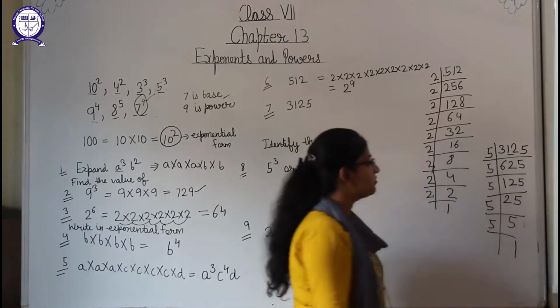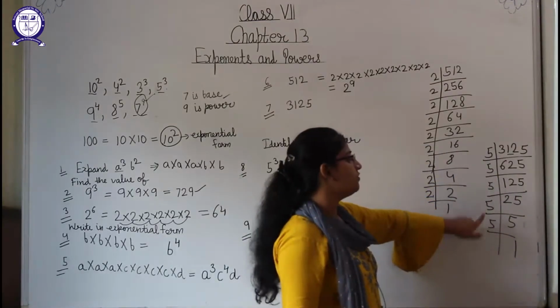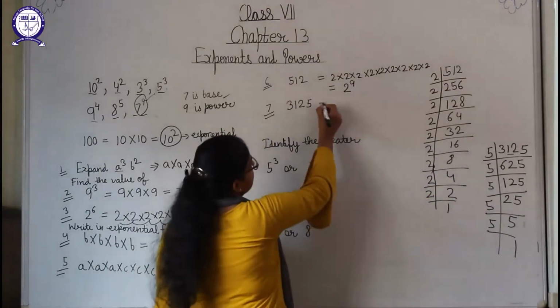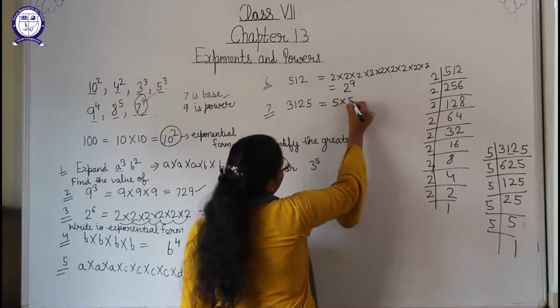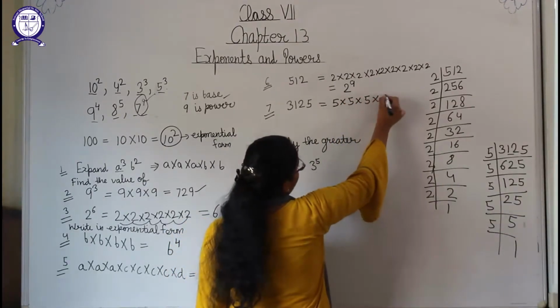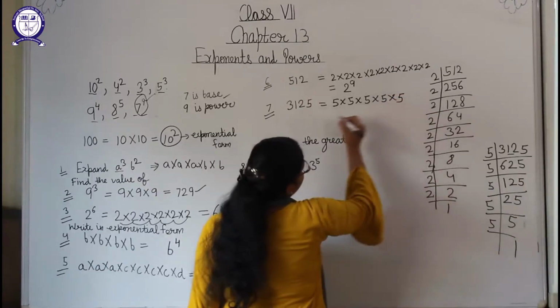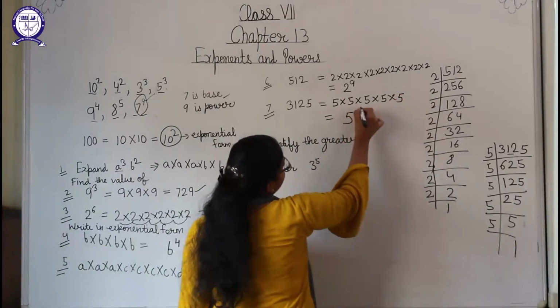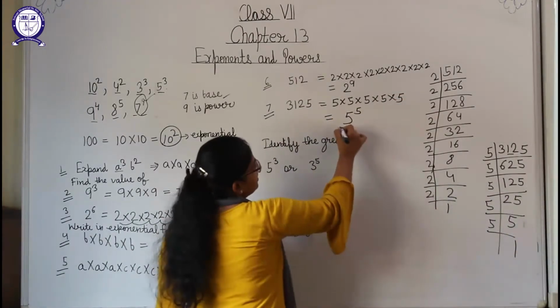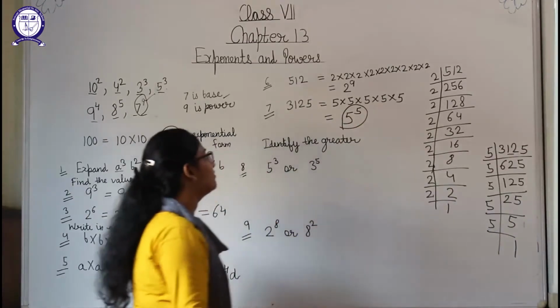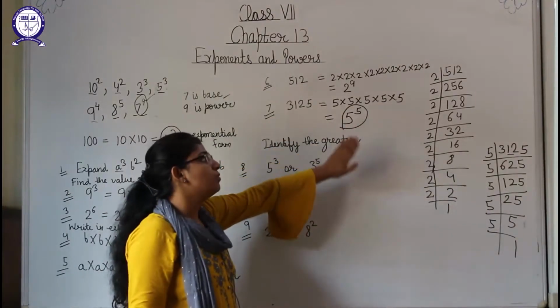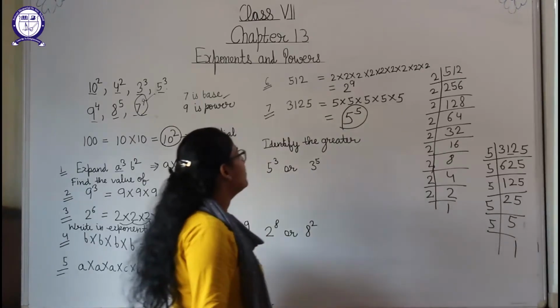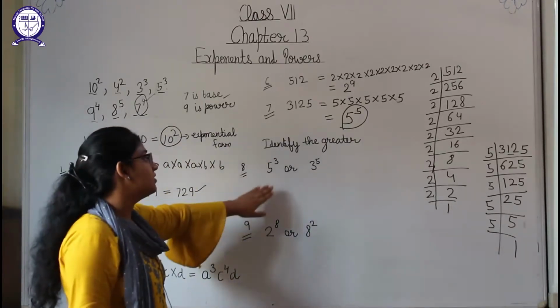So how many times are we getting 5? 1 2 3 4 5. It means its answer is 5 into 5 into 5 into 5 into 5, and we will write it as 5 raised to the power 5. So this is the exponential form, and we have to change the number into exponential form only. Now we have to identify which one is greater.